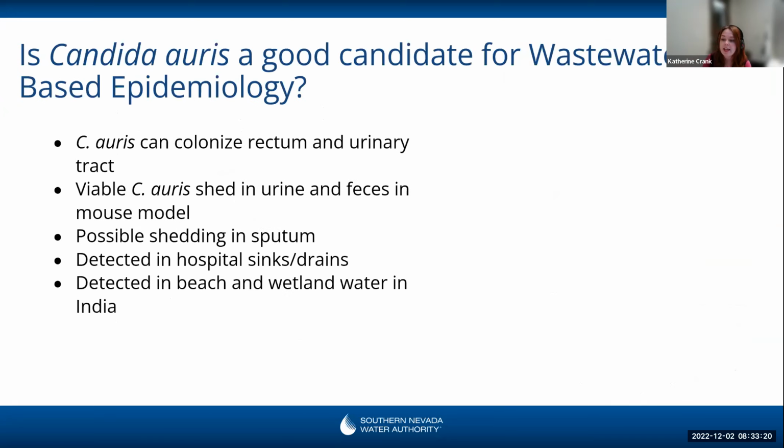Candida auris is a good candidate for the application of wastewater-based epidemiology. It has been shown to colonize the rectum and urinary tract, and a mouse model has shown that viable C. auris can be shed in urine and feces. It's also possible that it is shed in sputum, and it has been detected before in hospital sinks, drains, as well as in a couple of environmental samples from India.